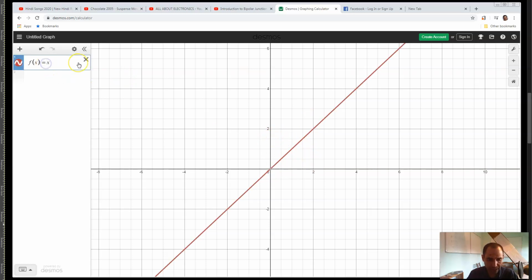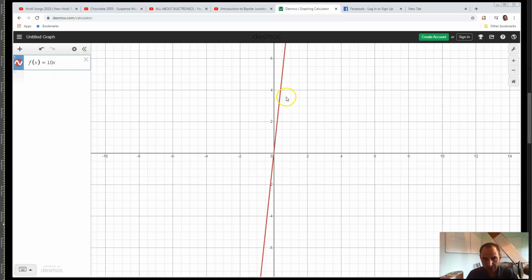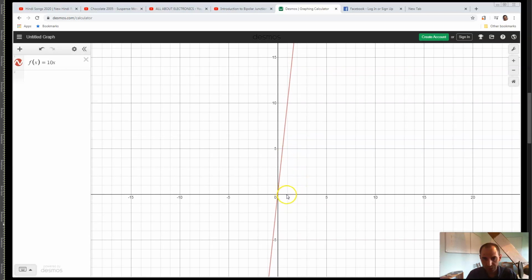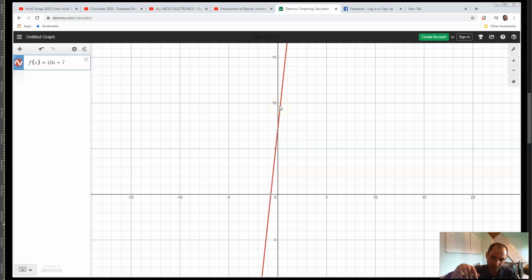If I make this 10x, you can see that for one, so this is 1 unit. So for one unit of horizontal change, you have 10 units of vertical change. And then this point over here is (1, 10). If I add a 7 to here, you can see that basically the line was moved up by 7 units, meaning that the line doesn't go through the origin anymore. It goes through the point (0, 7), and all the other points are moved up by 7 units.